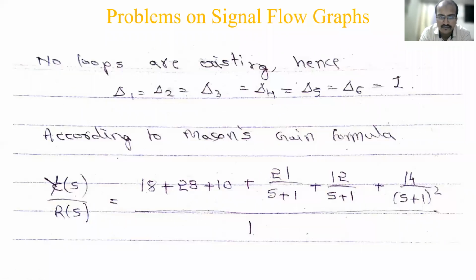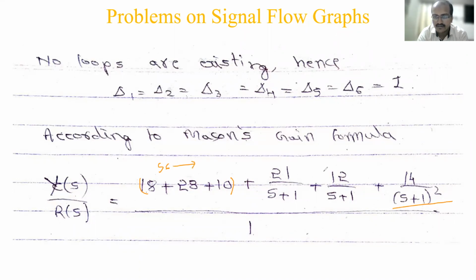So what you are doing: this value is how much? 28 plus 10 is 38, plus 18 is 56. So all these three together are 56. And what is the denominator? It is s plus 1 square, which will be your LCM. So this will be multiplied here with 56.